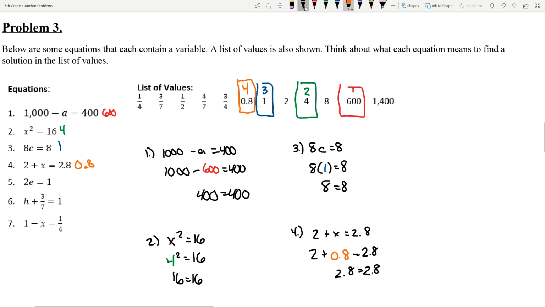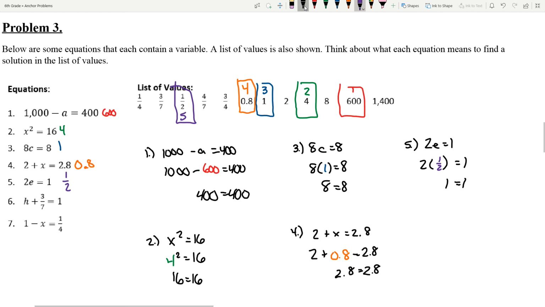Continuing on to question 5. 2e equals 1. Well, if I'm taking 2 times something to get a smaller number, it's going to have to be a fraction. And 2 times something to equal 1, that something has to be a fraction. In fact, it has to be 1/2, because 2 times 1/2 will equal 1. And so 5 is 1/2. Put the number down here because I'm kind of getting blocked there. So 1/2.